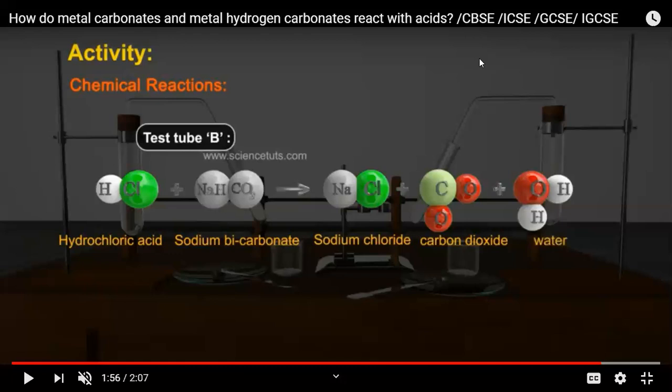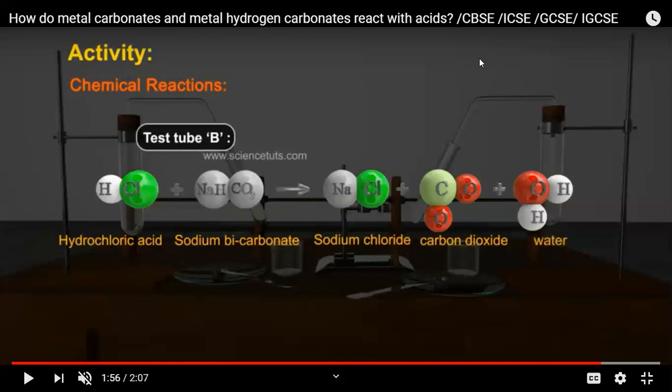So what do we mean by this? Suppose you have two test tubes, A and B. In test tube A, I have kept the acid, and in test tube B, I have kept the base. If I take red litmus solution and add it to the acid, there will be no change, because in case of acid, red litmus remains red, whereas in case of base, red litmus changes to blue.